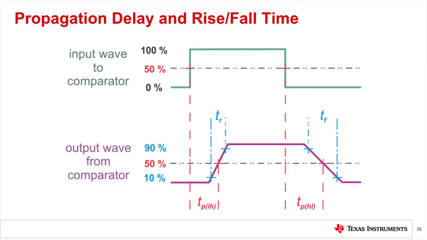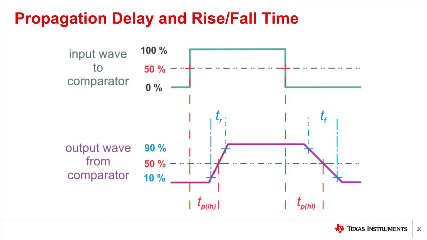Now I want to go over the AC spec, and the most common one is the propagation delay. This is the time required for the output to reach 50% of its final output level when the input changes to 50% of its final input level. Notice that two propagation delays are specified, one for the low to high transition, or TPLH, and the other for the high to low transition, TPHL.